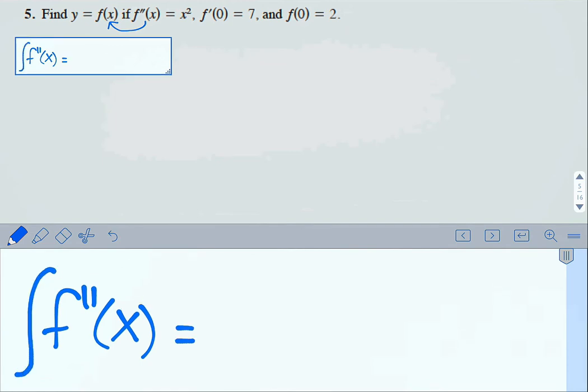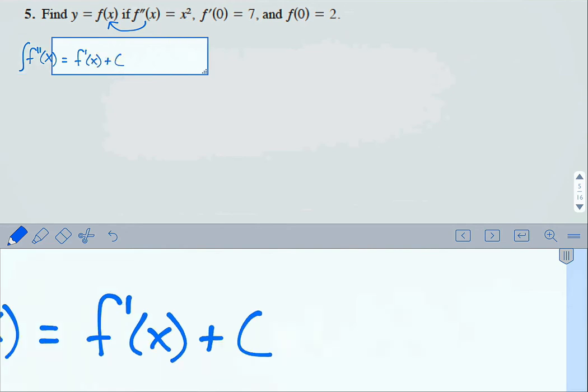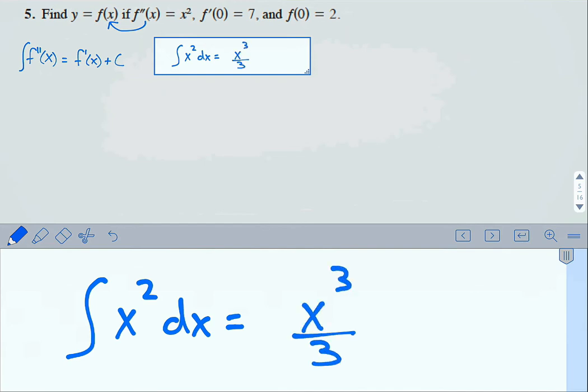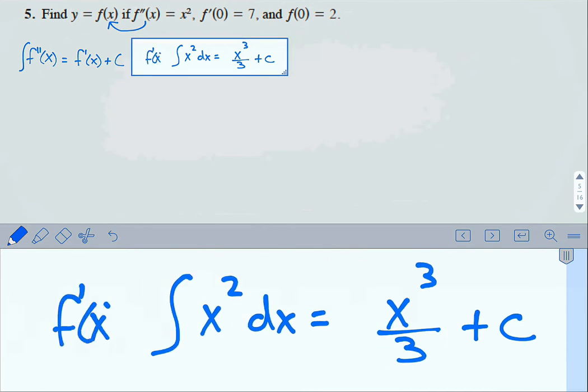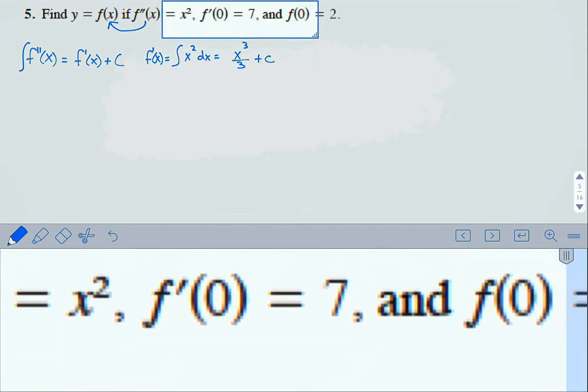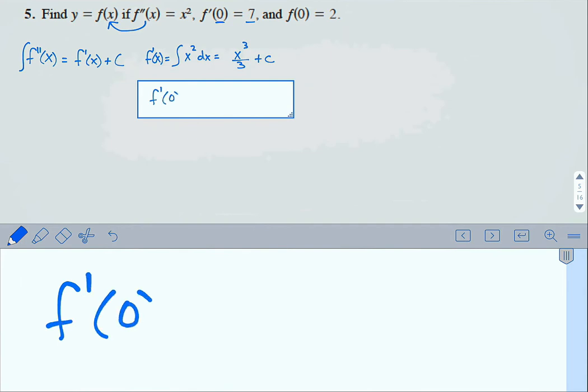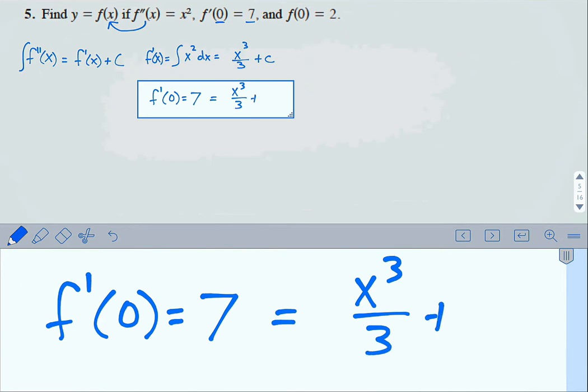And that's going to actually give me my first derivative plus our constant. Okay, so if I take the antiderivative of x squared dx, I get x cubed over 3 plus c. Now what we need to do is find that c value. Now remember, this is my f prime of x here. And we know f prime of 0 equals 7. So f prime of 0 equals 7, and that's going to equal my function x cubed over 3 plus c.